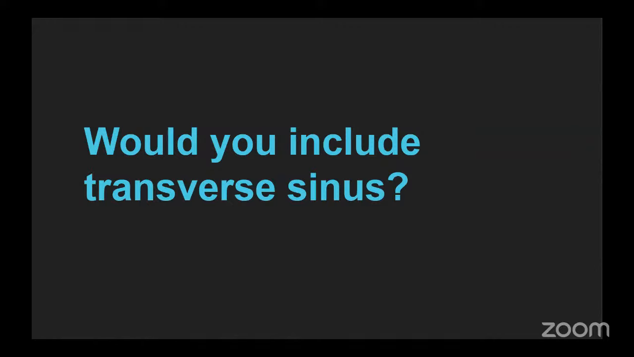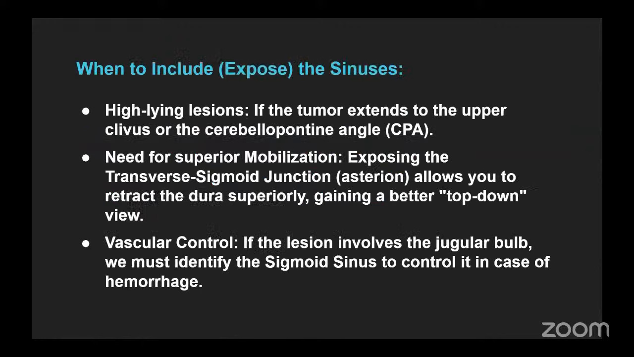So, would you include the transverse sinus? There was a very simple answer to this question. If your lesion is high enough, you are going to include it. If the tumor is extending to the upper clivus or the CP angle, or if you want to expose the transverse sigmoid junction and you want to retract the dura superiorly, then you are going to expose the transverse sinus. And if you want vascular control, you want access to the jugular bulb, then we must identify the sigmoid sinus to have proximal control basically. So the transverse sinus is included if the lesion is high enough or if we have the need for superior mobilization.